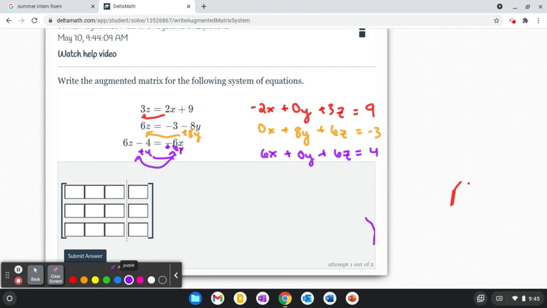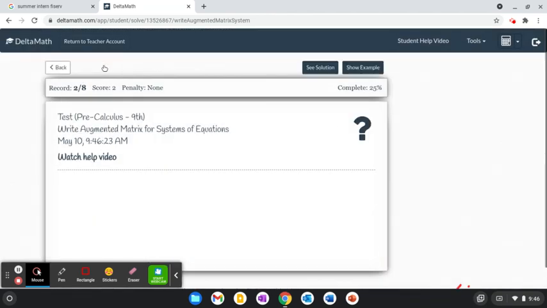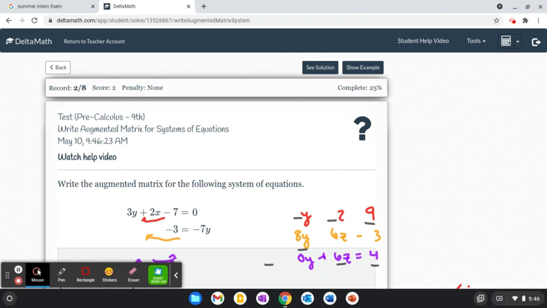And then we're just going to write out all the numbers in front. So we got -2, 0, 3, and 9; 0, 8, 6, -3; 6, 0, 6, 4. That's going to be our augmented matrix. So again, in this video, we're just writing it out. There are ways that you can then solve it, but for now, this would be an augmented matrix. Okay, that's all there is to it. That last one is probably about as hard as you would actually get.